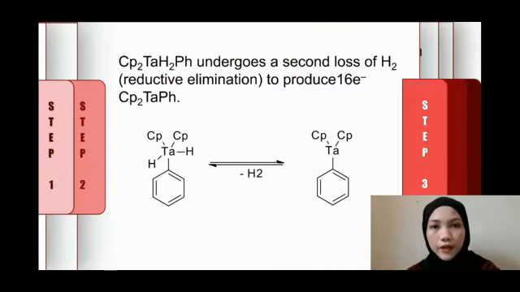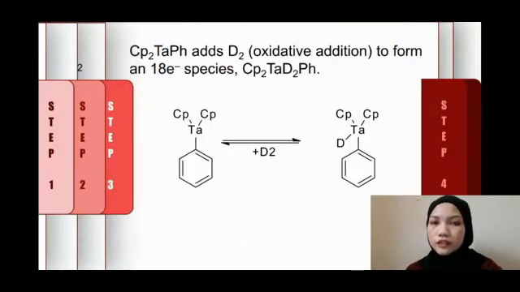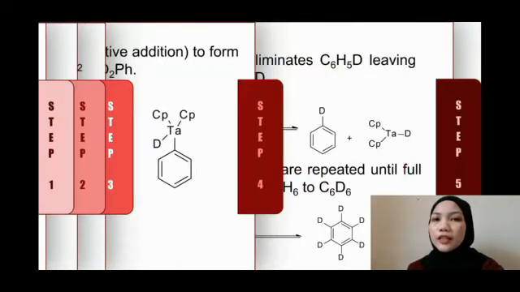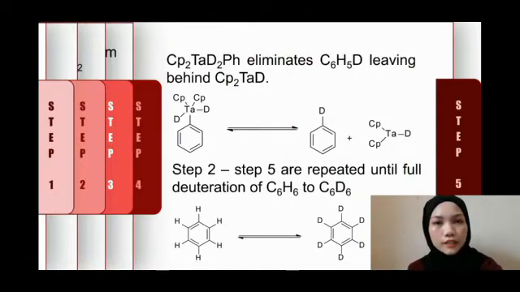Next, on the third step, the Cp2TaH2Ph will lose another 2 hydrogen atoms to form 16 electrons of Cp2TaPh. It will then undergo oxidative addition, where 2 atoms of deuterium will be added to form Cp2Ta-D2Ph. On the last step, Cp2Ta-D2Ph will eliminate C6H5D and leave behind Cp2Ta-D. However, this step is not finished yet.